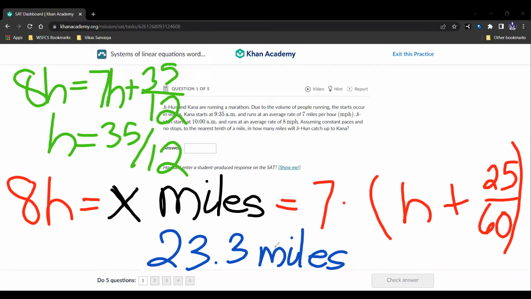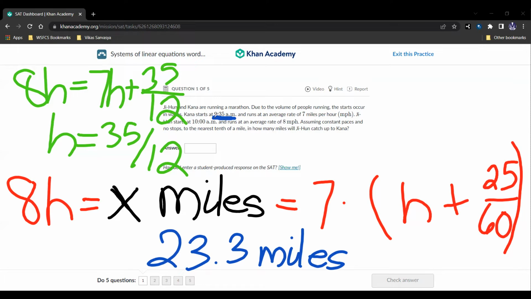But we still want to make sure, and the way we do this is by thinking about the fact that Kana had 25 more minutes. In those 25 minutes at 7 miles an hour, she would have run 2.91 miles. And since for every hour Ji-hoon runs one more mile than Kana, Ji-hoon catches up a mile for every hour. So it's going to take 2.91 hours for Ji-hoon to catch up with Kana.